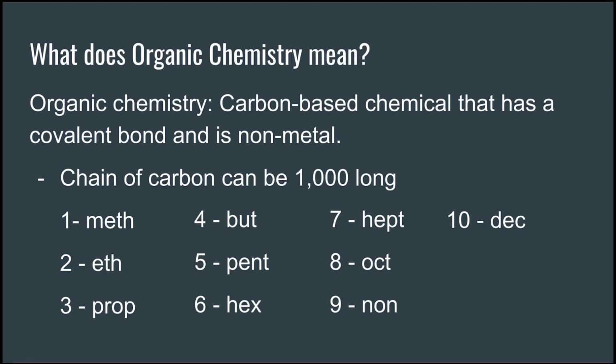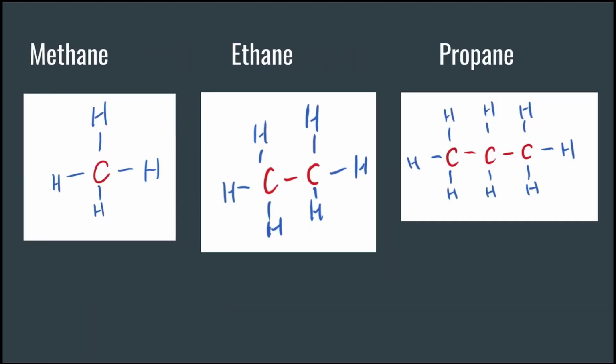So let's take a look at 3 of these carbon-chained molecules: methane, ethane, and propane. Looking at methane, we see that, again, it is 1 carbon, so it is meth. And the hydrogens are added after we write the first carbon. And then in the second example, ethane. Eth implies that there are 2 carbon chains.